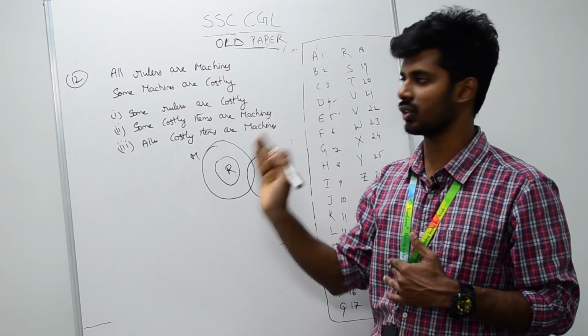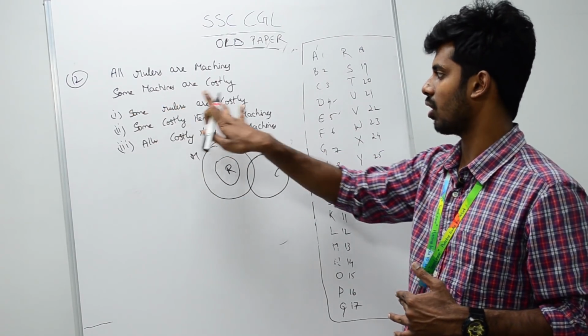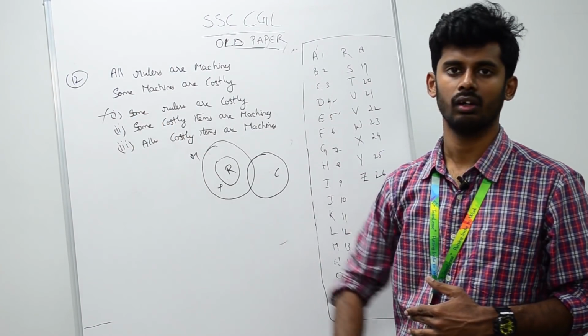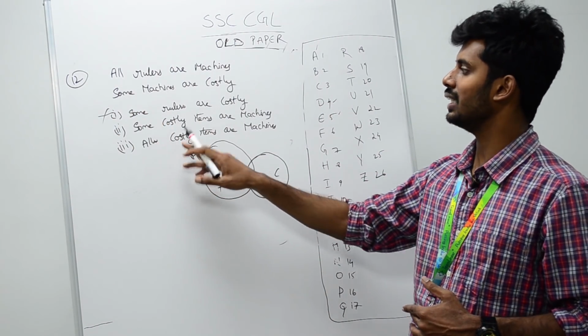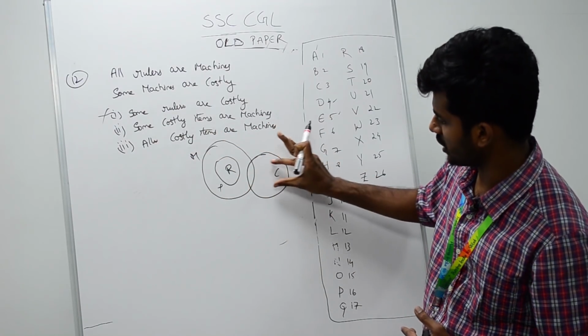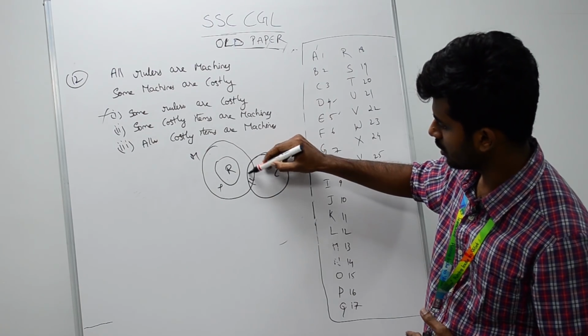Now coming to the conclusions. Some rulers are costly. Here it's not touching. I mean this is wrong. Second one is some costly items are machines. Some part of costly items are machines. It is true.